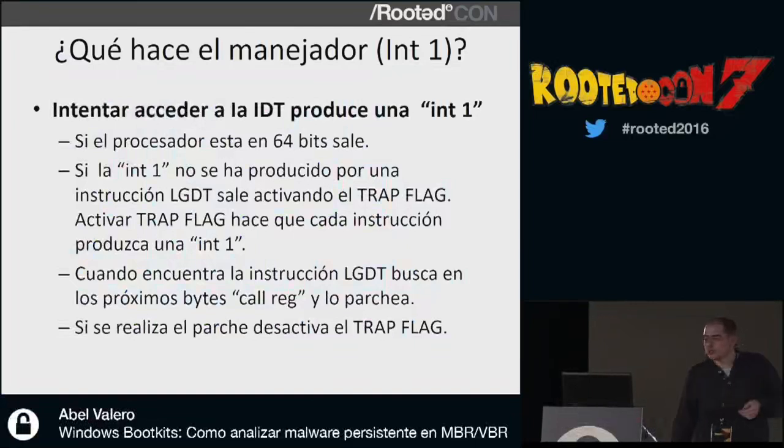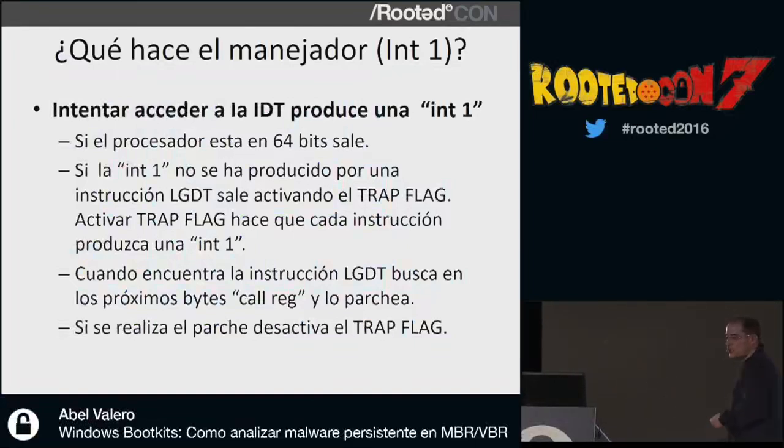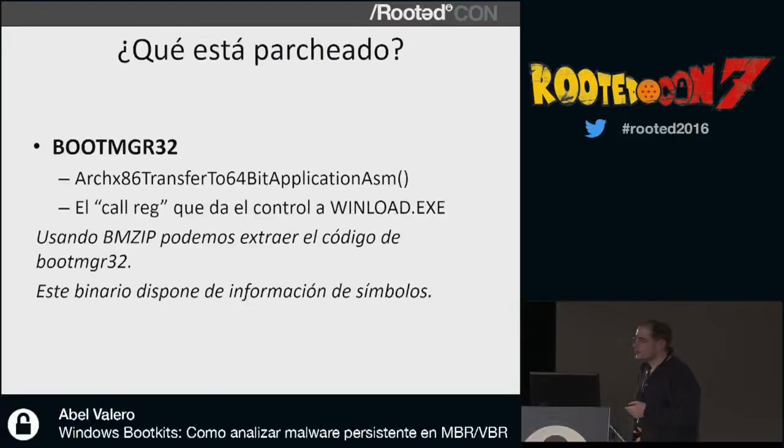So what does the handler for interrupt 1 do? If the processor is in 64-bit mode, it leaves. If interrupt 1 was not produced by an LGDT instruction, it exits by activating the trap flag. Activating the trap flag ensures that every time an instruction is executed, there's an interrupt 1. When it finds the LDT instruction, it looks in the next bytes for call reg and it patches it. So now it has been introduced into a different part of the system.